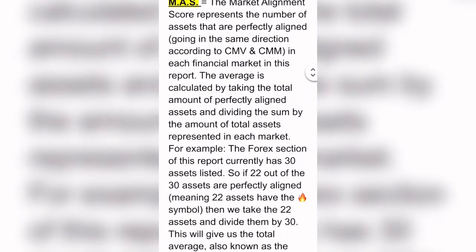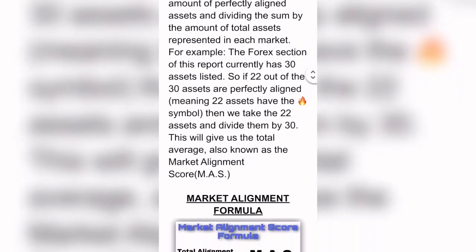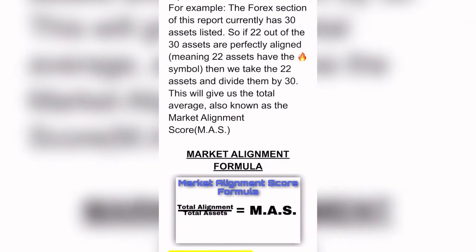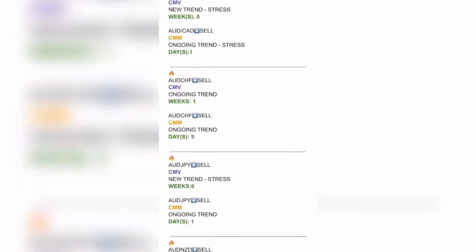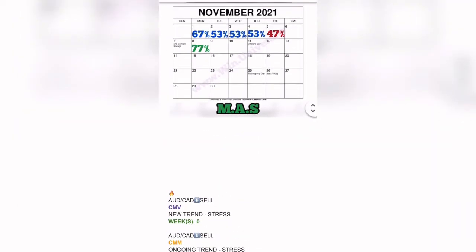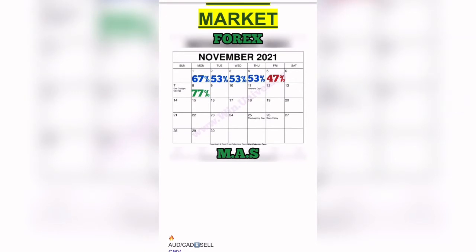The MAS is basically the market alignment score, and there's also the formula here if you want to know exactly what it represents. It's the average based on how many fire symbols, or how many assets are aligned, divided by the number of assets in that particular market depicted on this report. For example, in the Forex market, there's a total of 30 assets displayed in the Forex section. So you take the number of fire symbols and divide it by 30, and that's it. You get your average. That's all the MAS is. It gives you a good idea of what's taking place in that market.